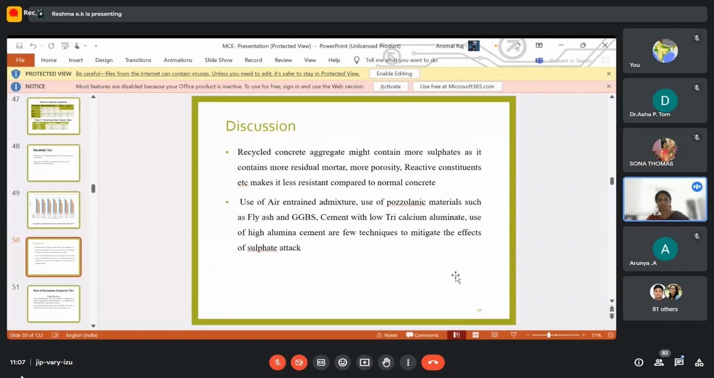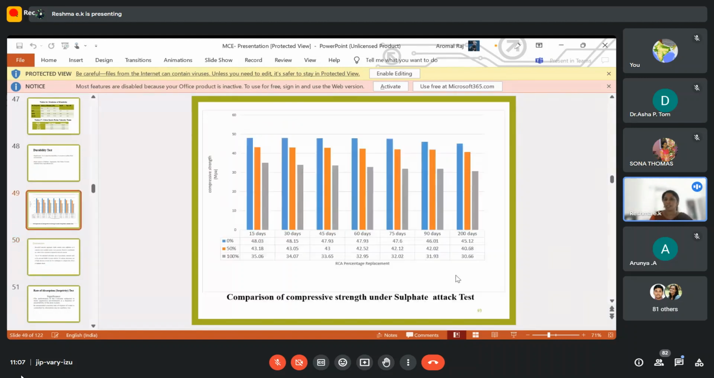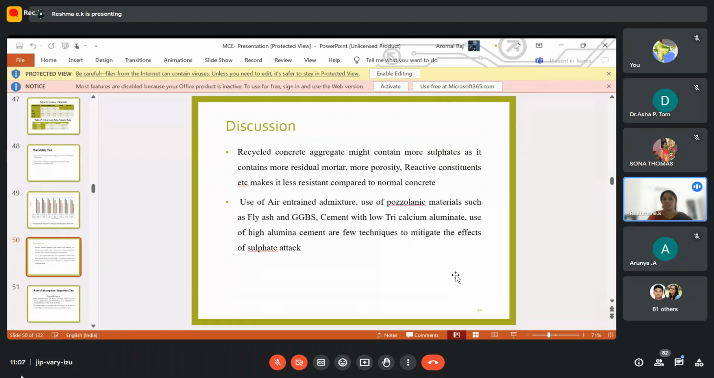Next is this discussion. Even at 100%, they show 30 only, 30.66 Newton per millimeter square. Here you can always improve, because you can remove the mortar and use some kind of pozzolanic material, for example fly ash. When you use fly ash, what is happening? The fly ash has pozzolanic properties. It will fill the capillary pores present in the mortar, and the penetration of the sulfates will be less, and then it can mitigate the effects of sulfate.